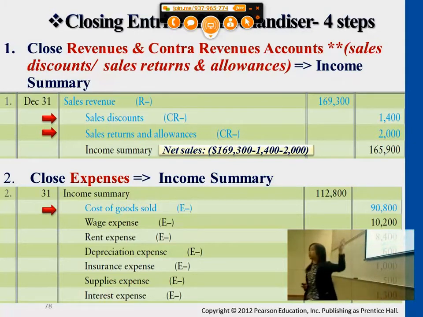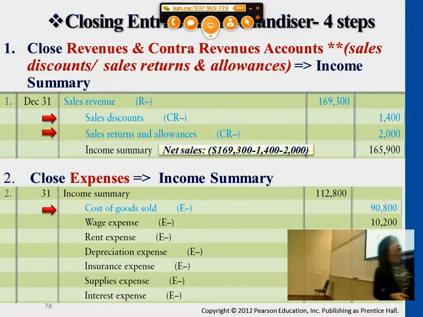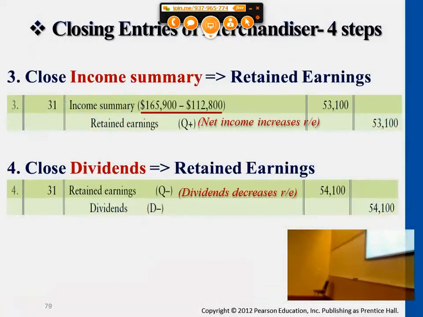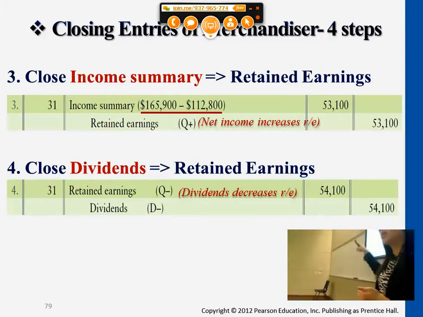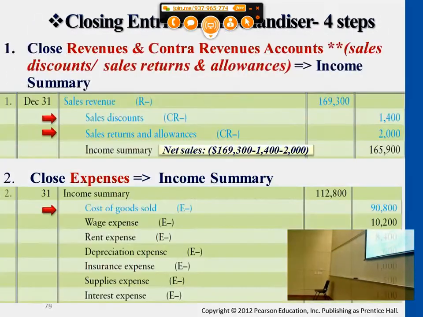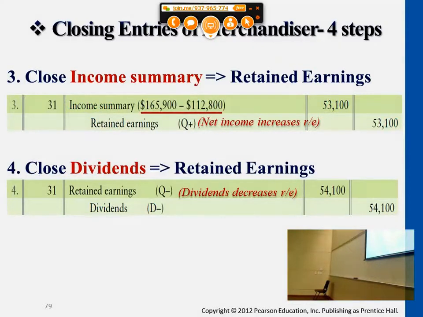In cases where there are sales discounts and returns and allowances, you have to reduce them. So $165,900 minus $112,800, the difference would be $53,100. This is net income, and therefore it increases retained earnings. So when we close out income summary, we'll be posting on the opposite side of retained earnings. That number really comes from these two: net sales minus all the expenses.